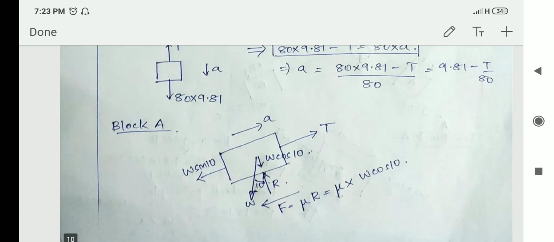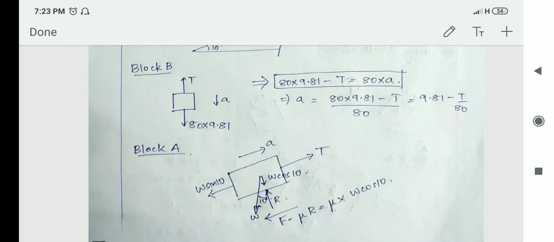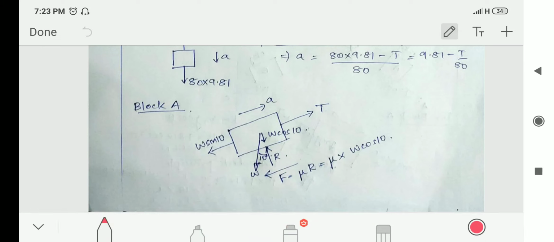For block A, let us see. Tension T is acting towards the right, and motion is small letter a moving upward. We know the weight of the body. This is similar to inclined plane problems with friction, right? The weight W is acting vertically downwards, and we know the included angle will be 10 degree. This was already mentioned earlier in frictional problems. We know this component is W sin 10 and this is W cos 10.